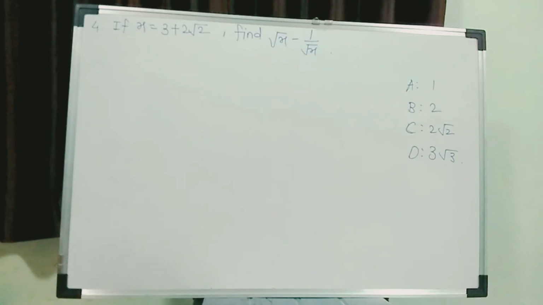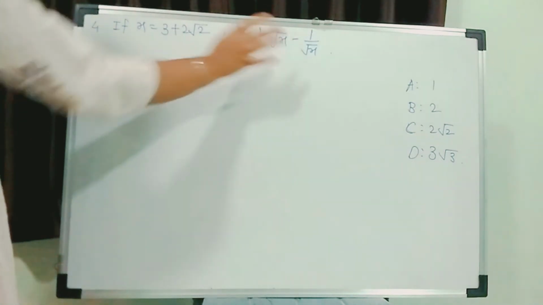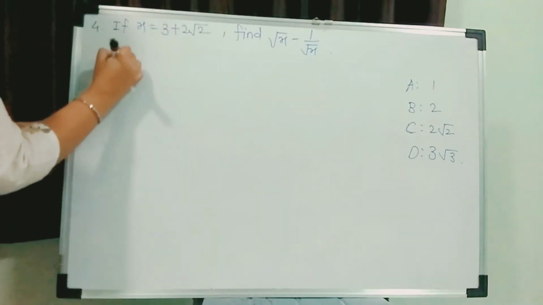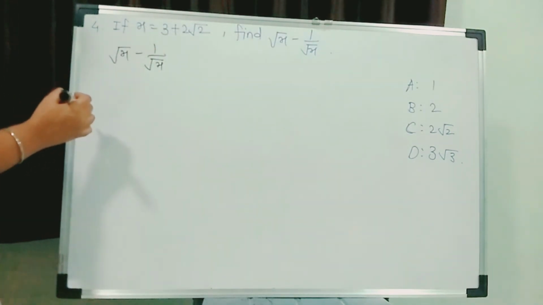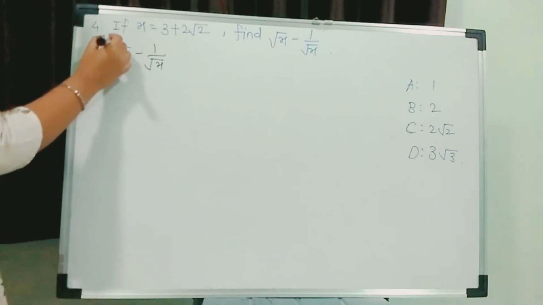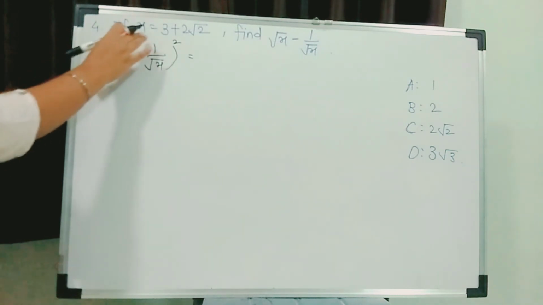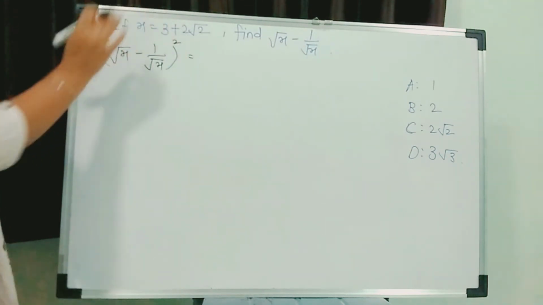Next example, if x is equal to 3 plus 2 root 2, find the value of root x minus 1 upon root x. Here they have given the value of x and we have to find the square root of x. So I will write this first, root x minus 1 upon root x. I will take the square of this because they have given the value of x. Okay, root x minus 1 upon root x, whole square.